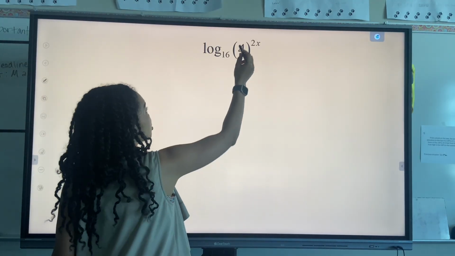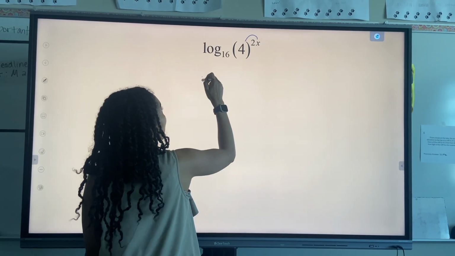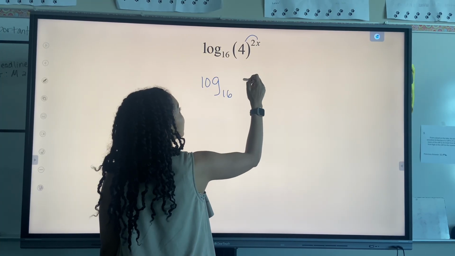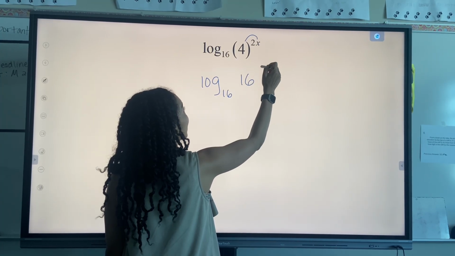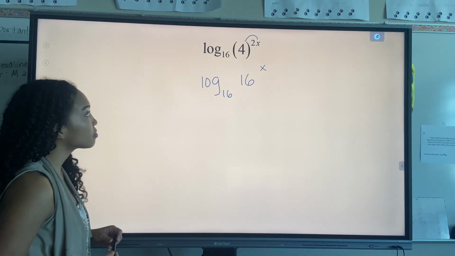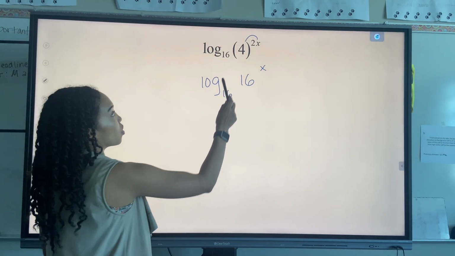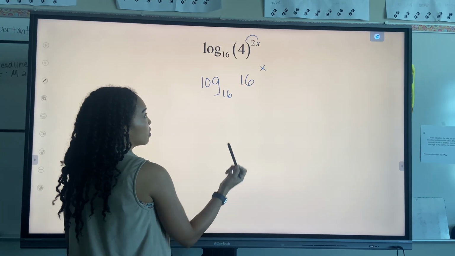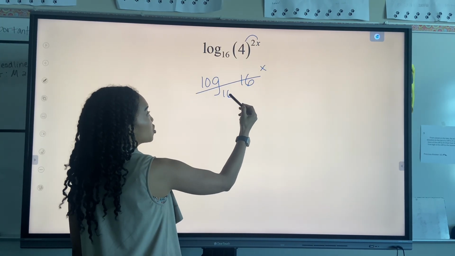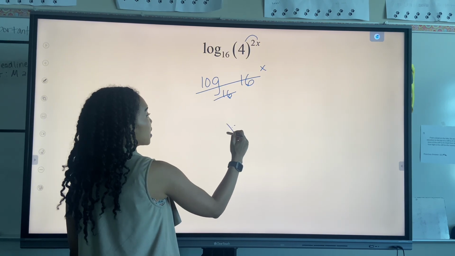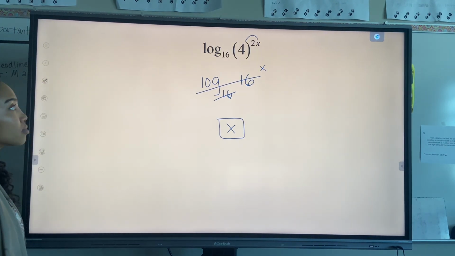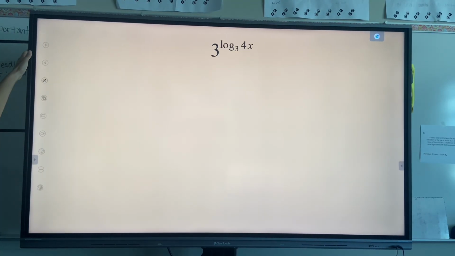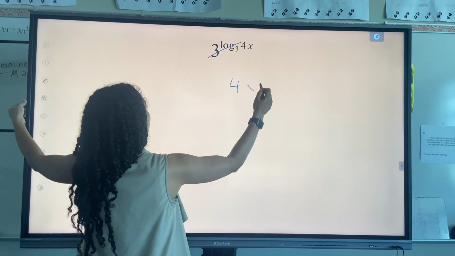Okay, this one, I'm going to distribute this exponent. So I'm going to have log base 16. 4 squared is 16, and you still have that x as an exponent. And those cancel out. These match. So your answer is just x. Yeah. For this one, those cancel, your answer is just 5. These cancel, your answer is just 4x.